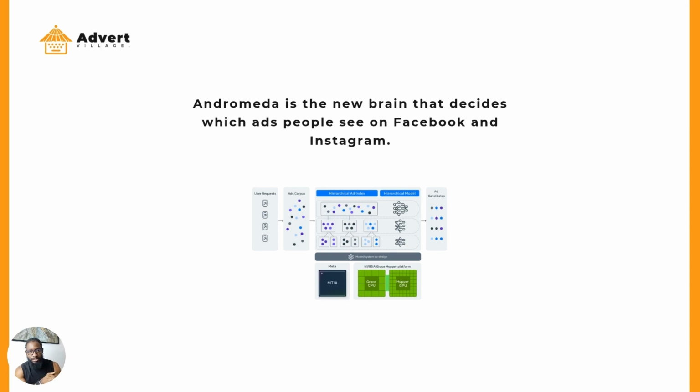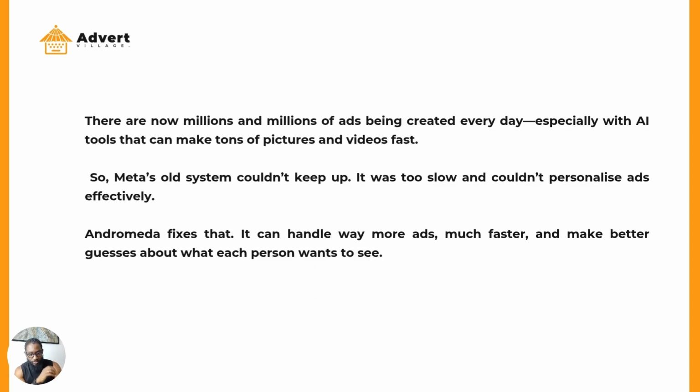There are now millions and millions of adverts being created every day, especially with AI tools that can make thousands of pictures and videos very fast. So the Meta ad system could not keep up. It was too slow and could not personalize ads effectively. So the new ad algorithm, Andromeda, is here to fix that. It can handle way more adverts much faster and make better data about what each person wants to see.